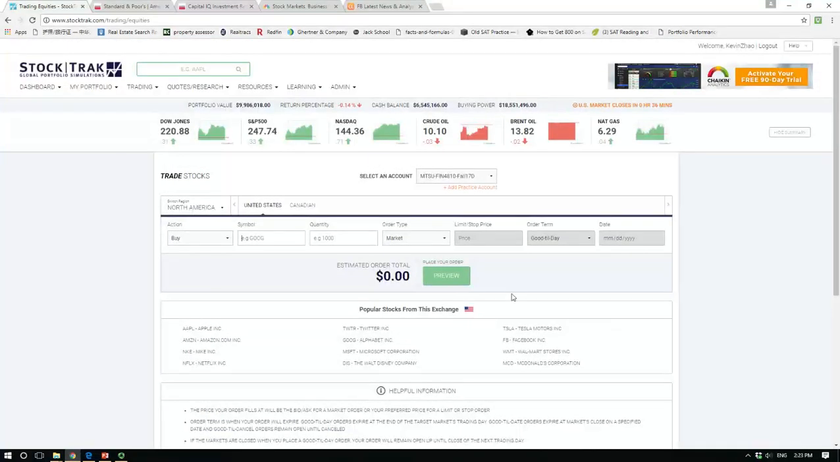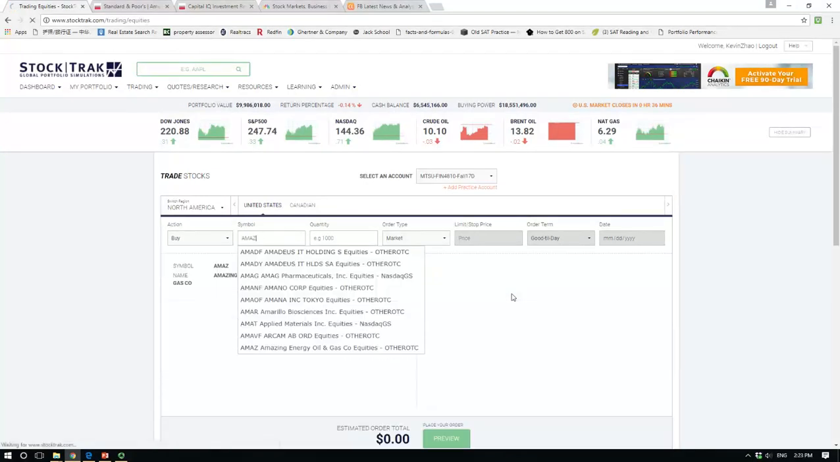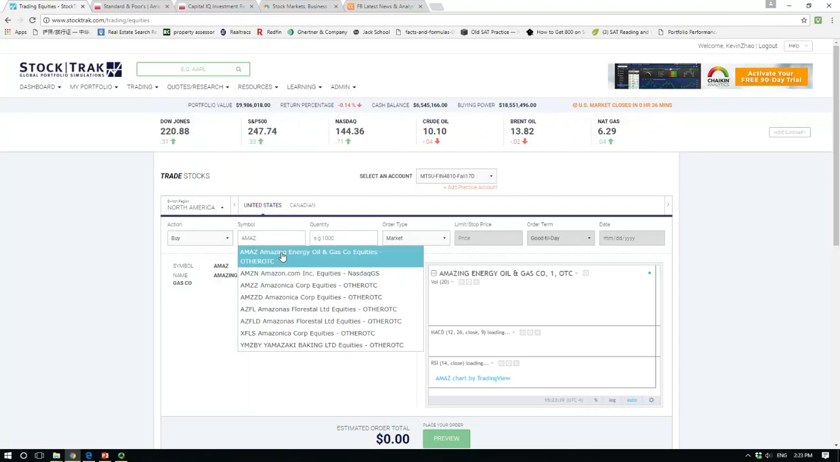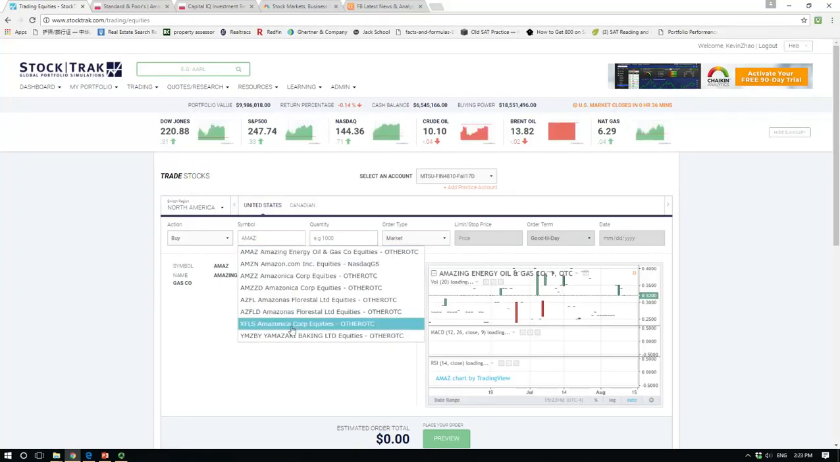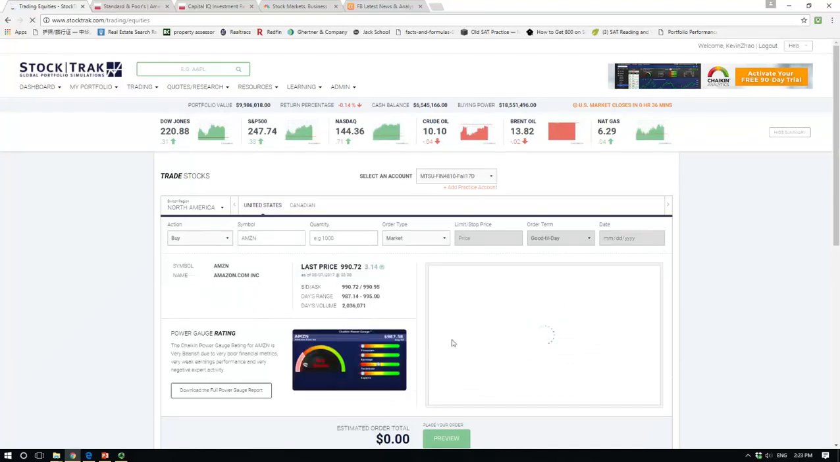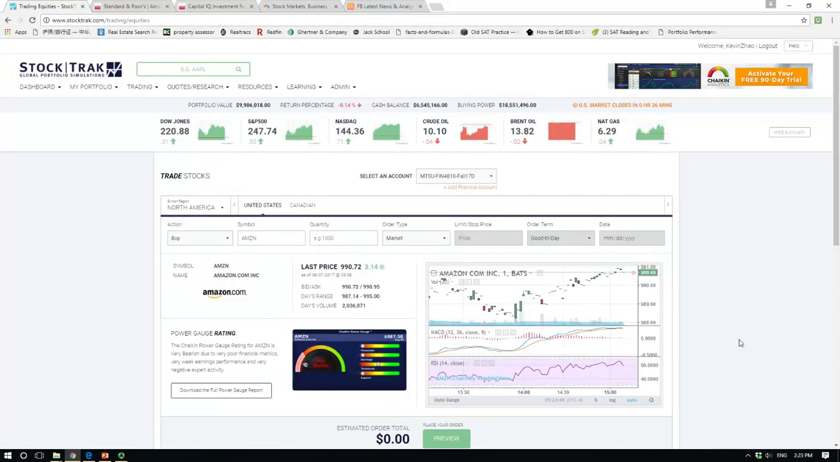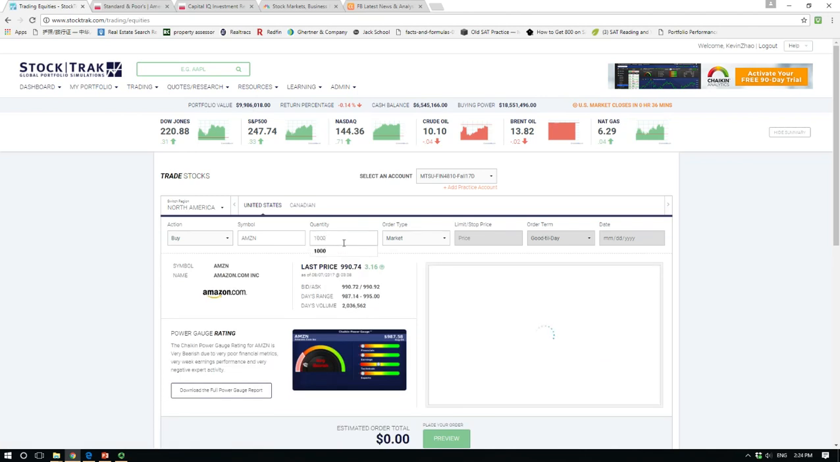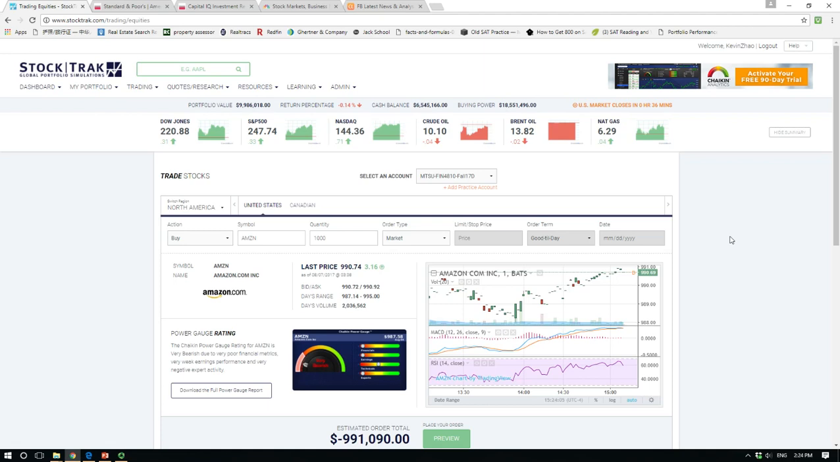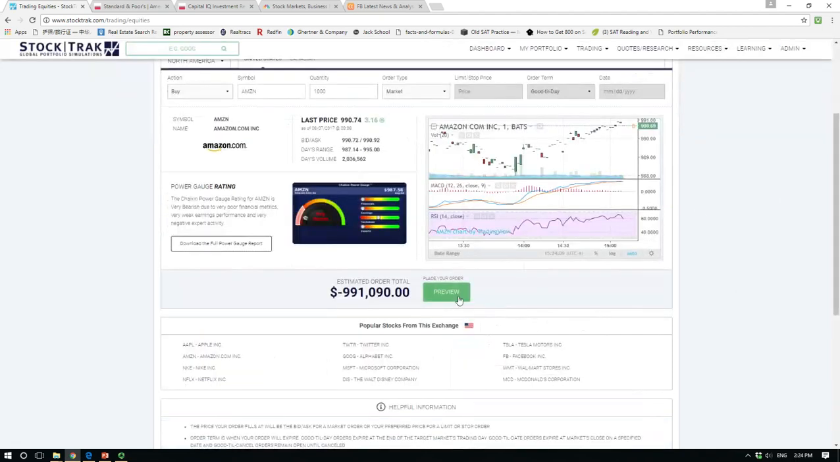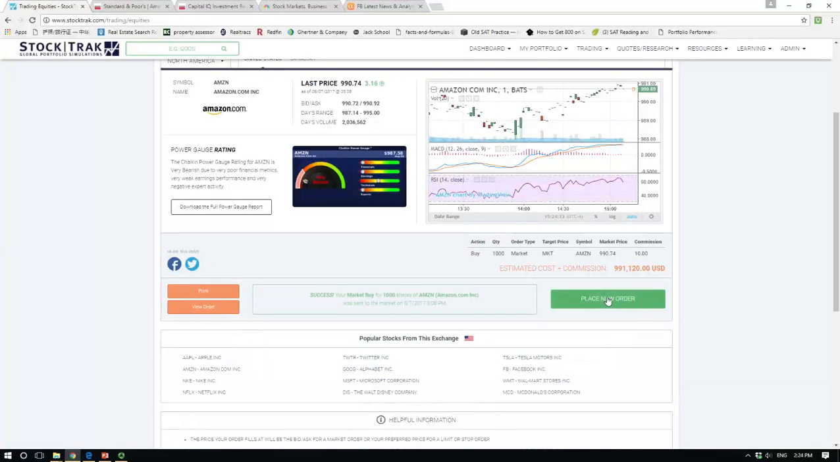Third one. How about Amazon? AMZN is the symbol. And right now the price is about $1,000, but I still believe Amazon is gonna rock U.S. retail market. And yeah, just put some bet here, 1,000 shares, no matter what. And market order, and I preview it and confirm it. Right, so Amazon is in my basket.